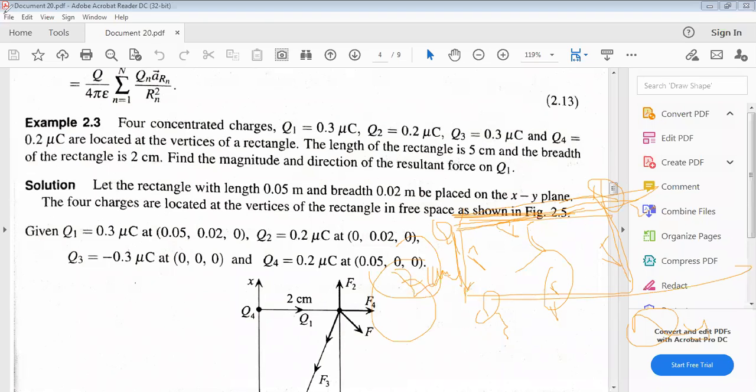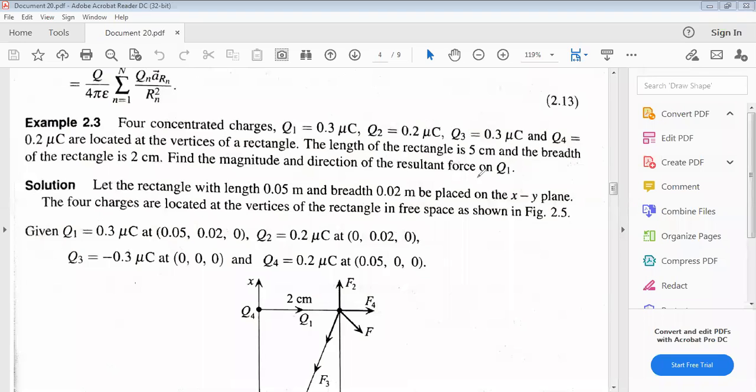Now see what they are asking: how much force acts on Q1 due to the attraction and repulsion forces from Q2, Q3, and Q4. Again, Coulomb's law. Q1 to Q2, next Q1 to Q3. The first case is F12 equal to Q1 Q2 by 4 pi epsilon naught R square. Second case, F13. Next case, F14. That's all.